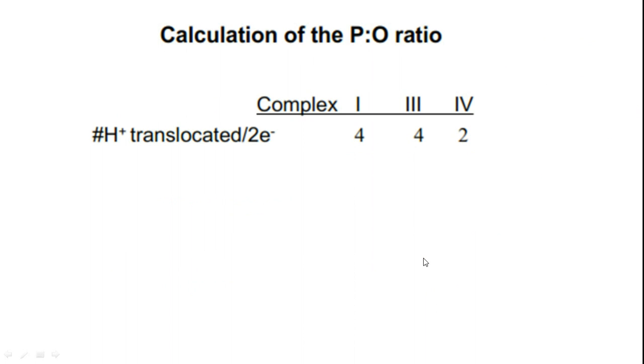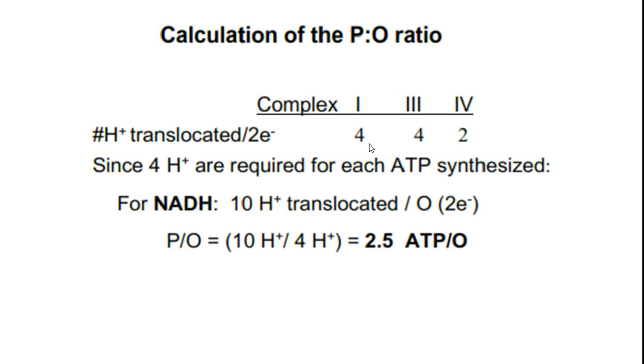Then the number of protons translocated per 2 electrons: at complexes 1, 3 and 4, you have seen that 2 electrons were shifted from complex to complex. For every 2 electrons, how many protons were pumped into the intermembrane space? In complex 1, 4 protons; complex 3, 4 protons; and complex 4, 2 protons.